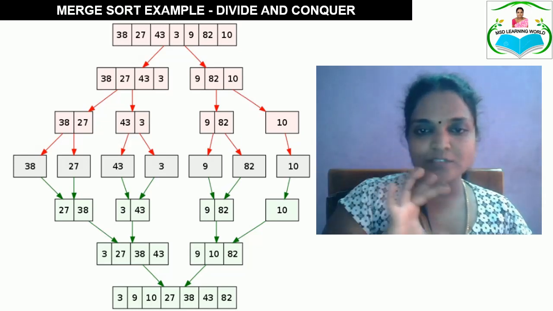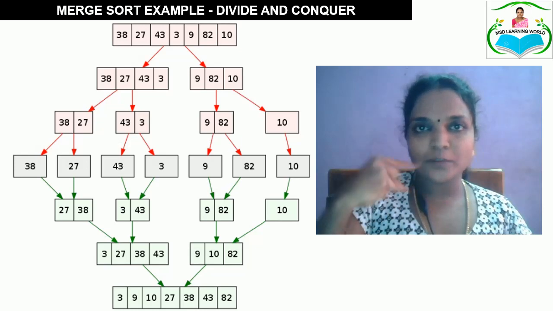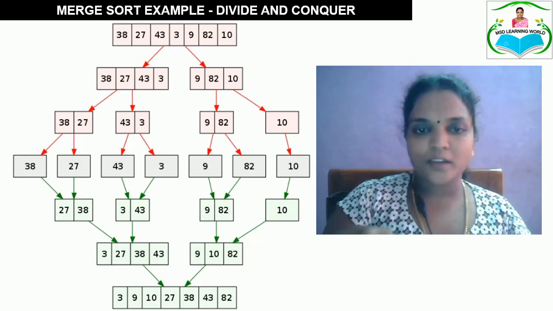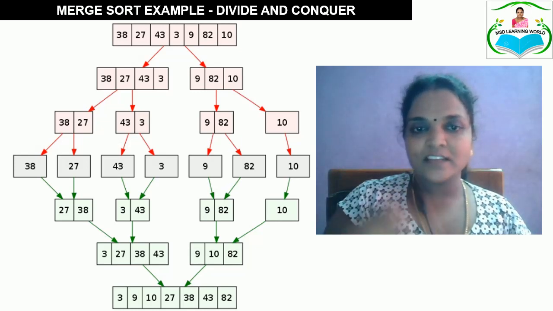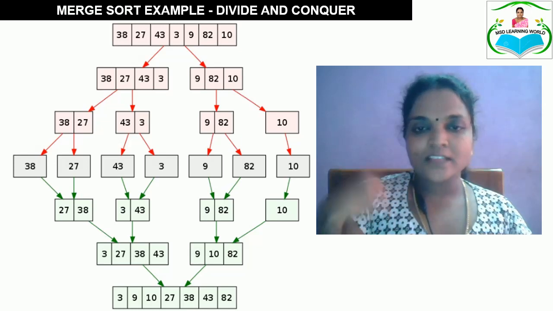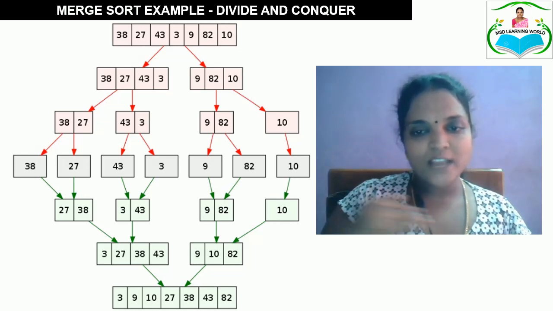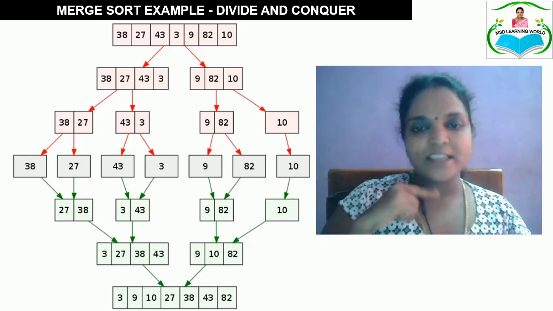So now these two subarrays are going to perform the combine. While combining, it is going to perform solve. That is what conquer is. So 27, 38, 3 and 43. Out of this, which is the smallest element? 3. 3 is placed first. Then the next smallest element is 27. Next smallest element is 38. Next smallest element is 43. So this is arranged and combined and placed in ascending order.